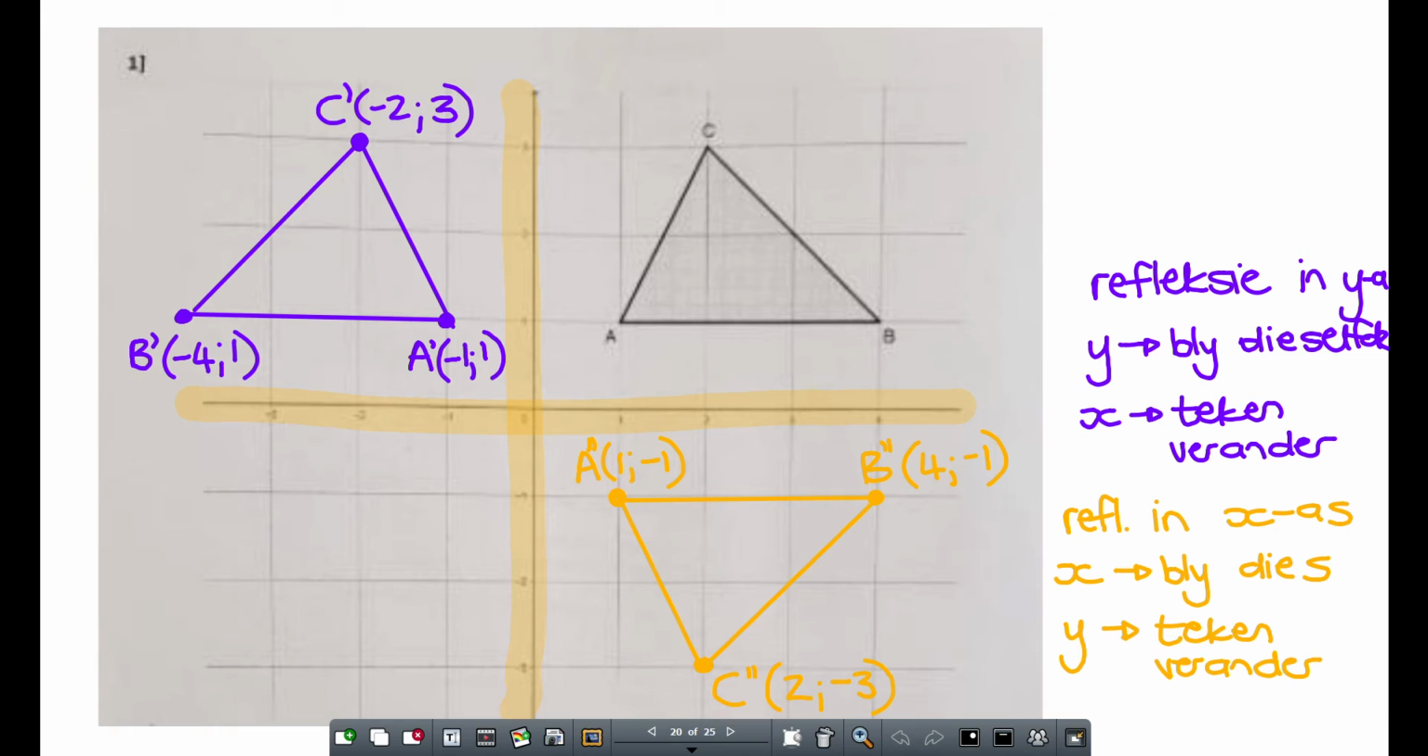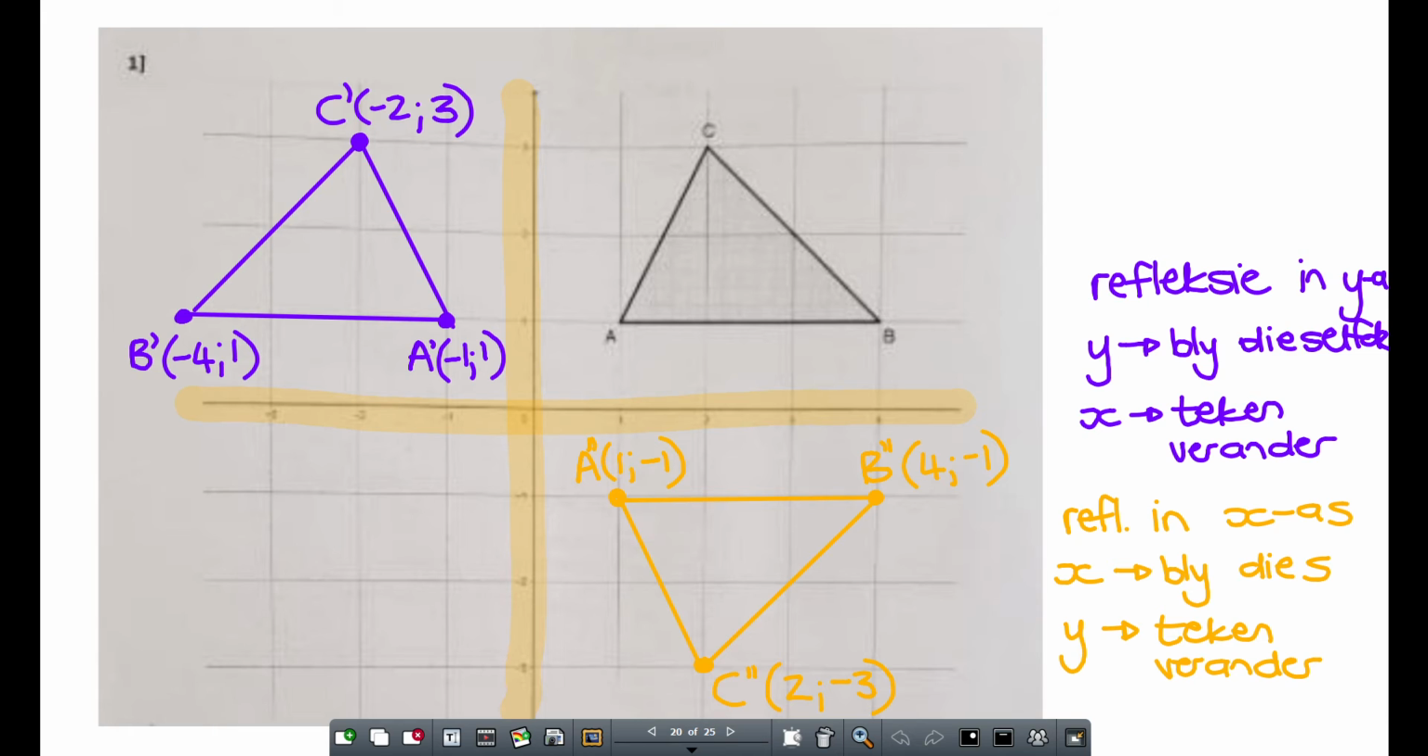Now, when we reflect in the x-axis, that triangle was at the top, so we're going to reflect it to the bottom of our x-axis, right? And when we reflect in the x-axis, my x values stay the same. The y values sign is going to change. So that is then going to give you that orange or yellow triangle.